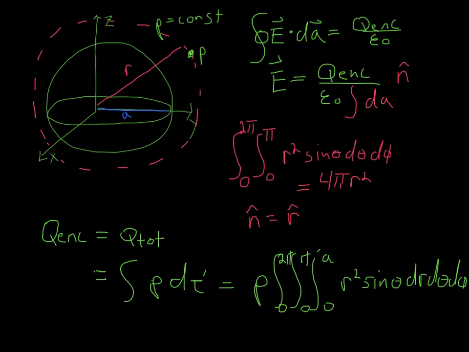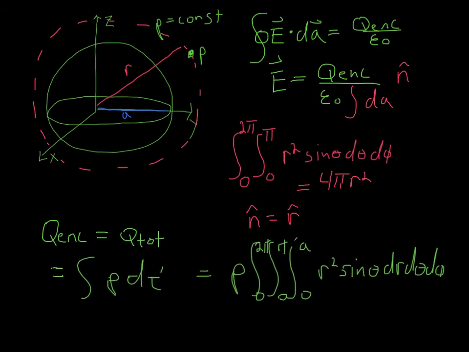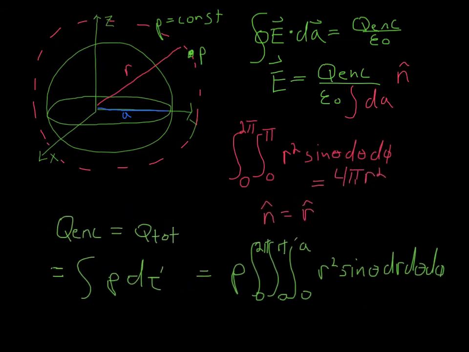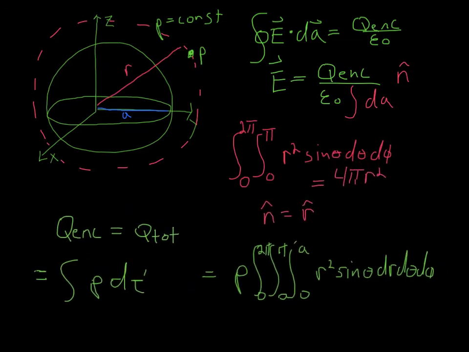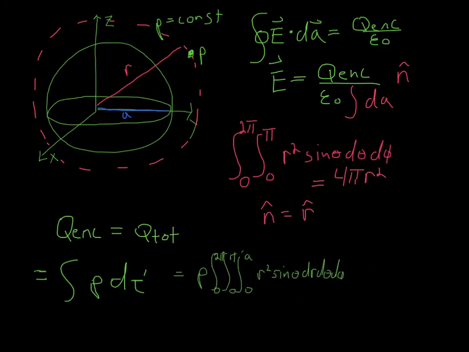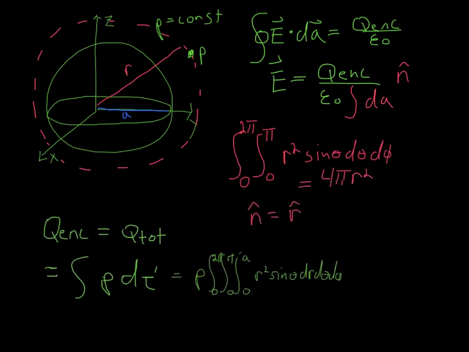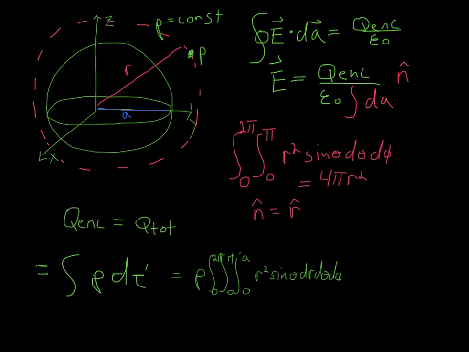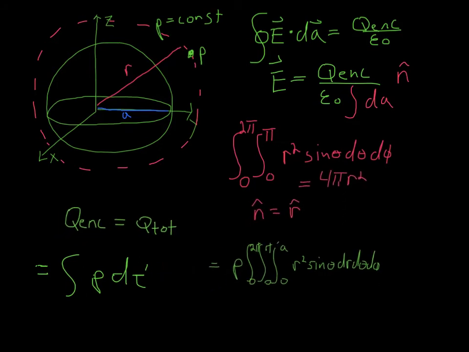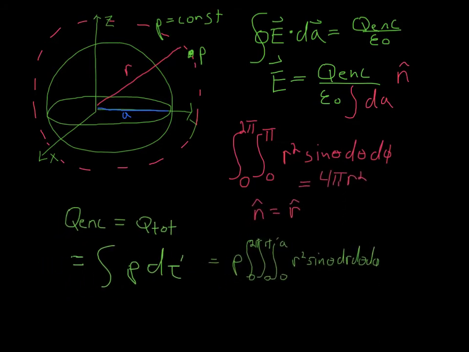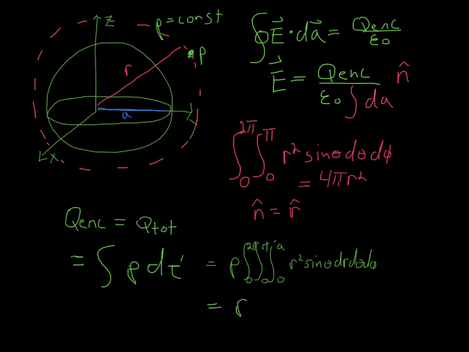Maybe I can make this smaller. Hopefully this one's not connected. Good, it's not connected. That's all right. Let's make this a little bit smaller. All right. What this is equal to is going to be rho 4/3 pi a cubed. All right.